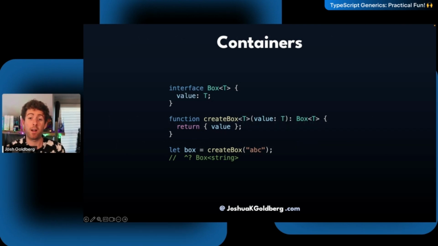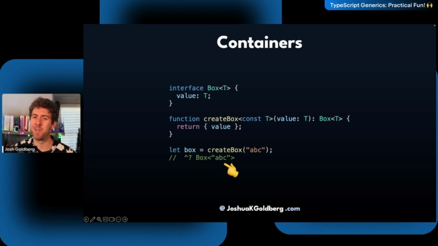And if we actually wanted it to infer the most narrow specific type, there is something we can use in the type system. It's called a const type parameter. If we augment or modify our T declaration to say it's const, that tells TypeScript that we want that most narrow literal version of it, even read-only for more complex data. And here, voila, we have gotten Box of "ABC" instead of Box of string.